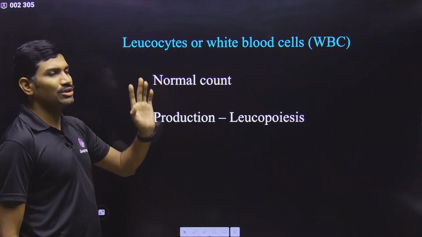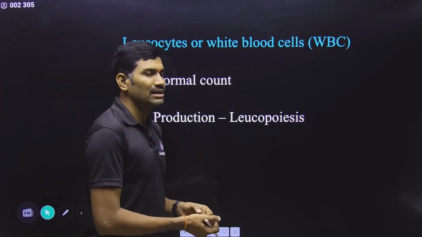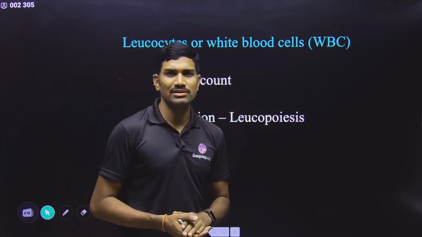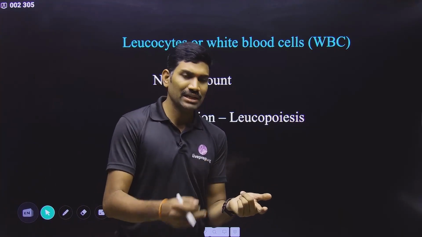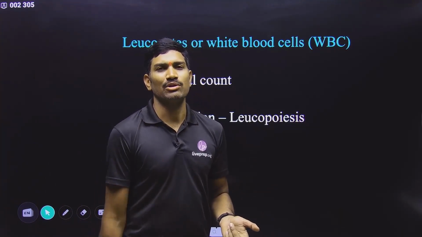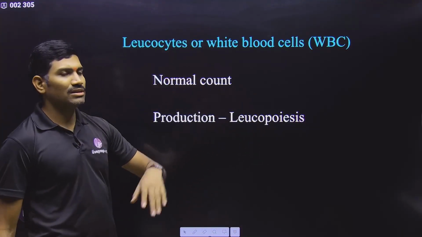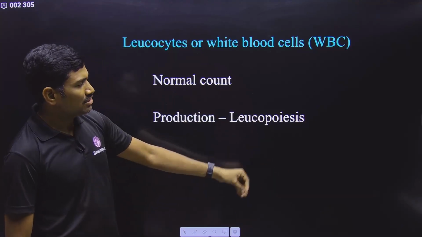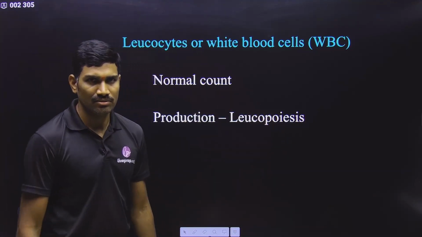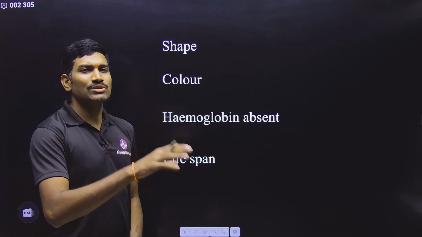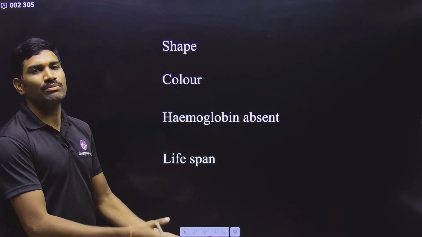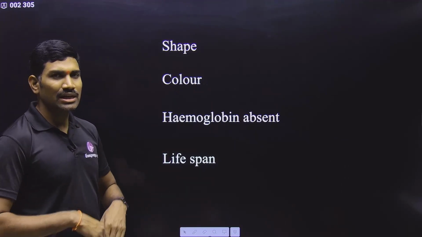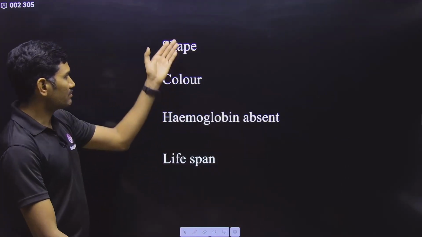Next one, production. The production of this particular WBC is called leukopoiesis. Erythropoiesis for RBC production, leukopoiesis for WBC production, and thrombopoiesis for platelet production. These are also produced from the bone marrow generally. Specifically with respect to lymphocytes, some lymphoid organs are involved, but for other types of WBCs, again from the bone marrow only they are produced and released into the blood.